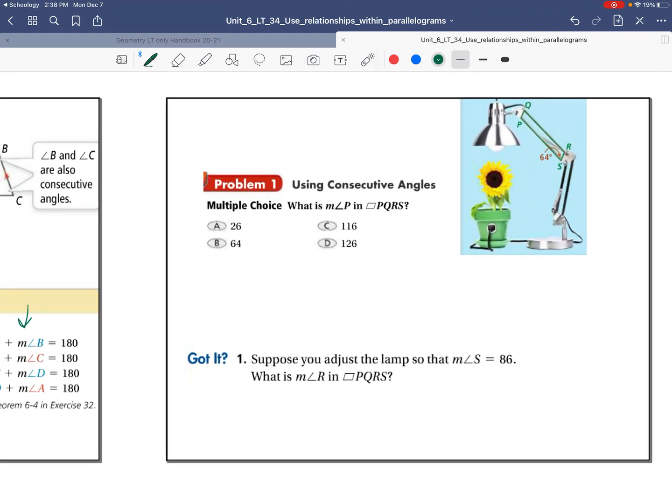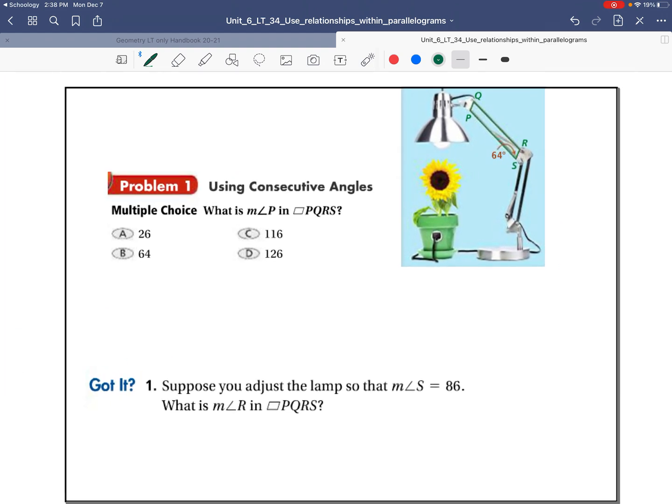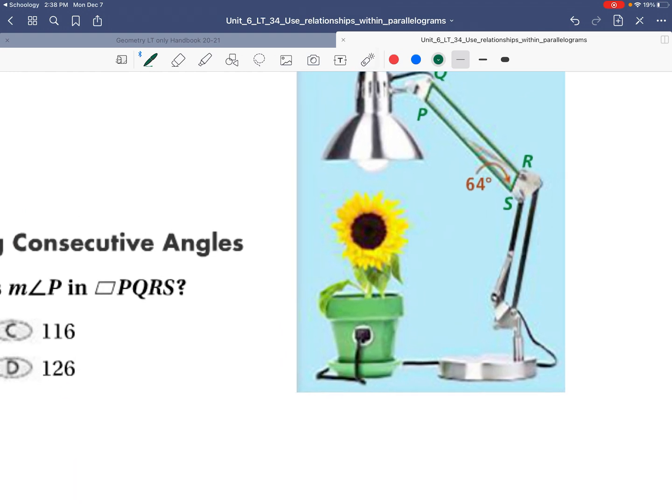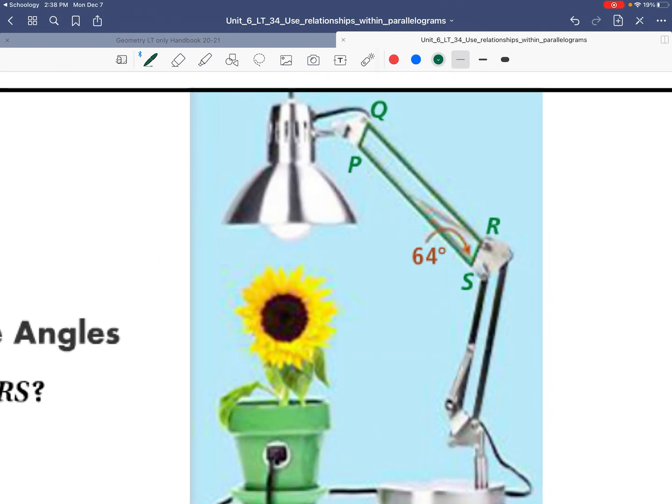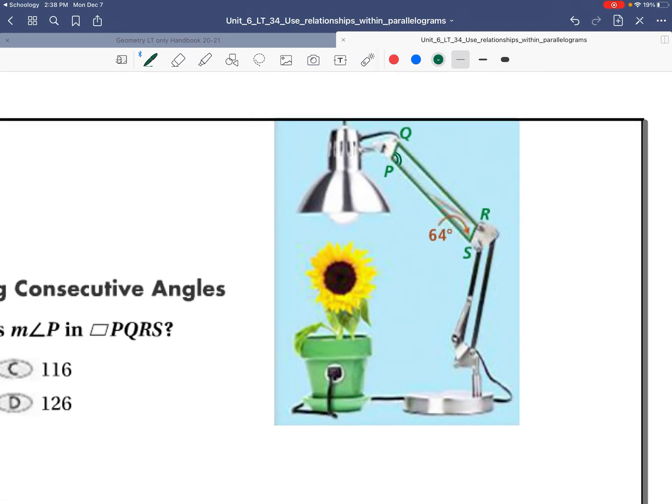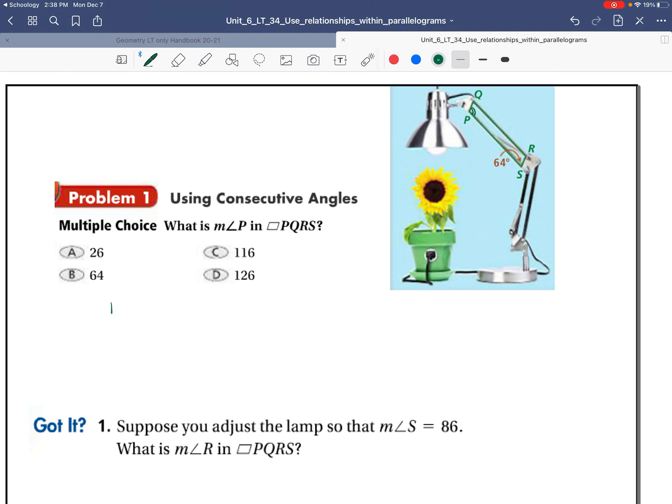Let's apply that over here. We've got a parallelogram PQRS. We've got one angle S is 64. What's the measure of angle P? Well, S and P are same side interior angles, so we find this by doing 180 minus 64, and we get 116.